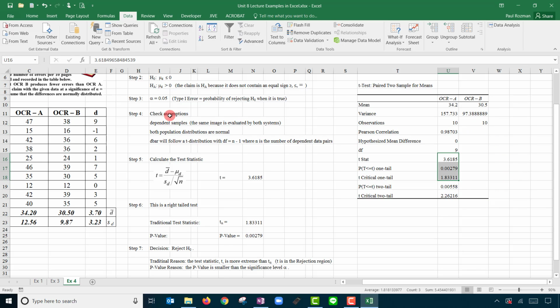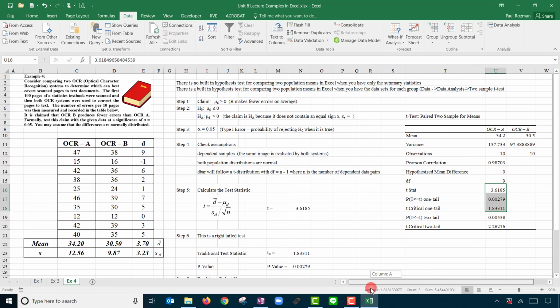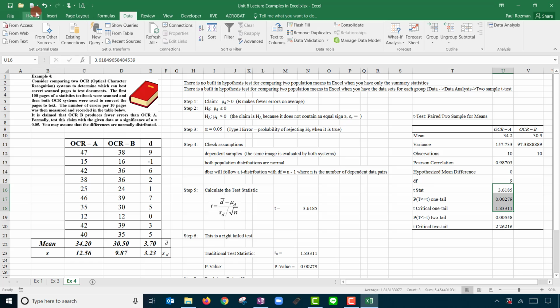It only does this if you have the raw data. If you had the summary values, it doesn't work as well. Yeah, well, that's pretty cool. I'm glad we found that. So that was worth taking the time to do some Excel on this.